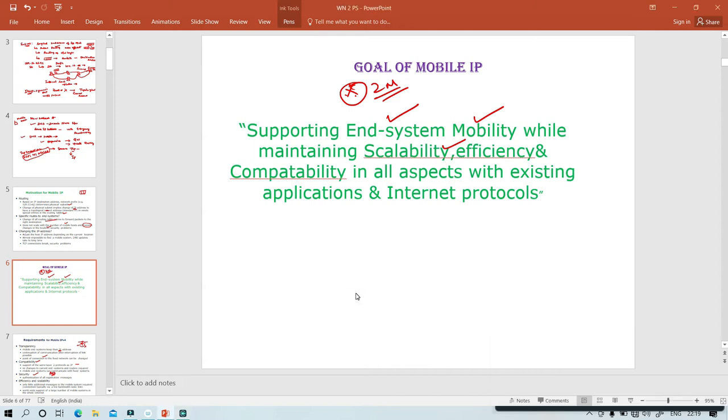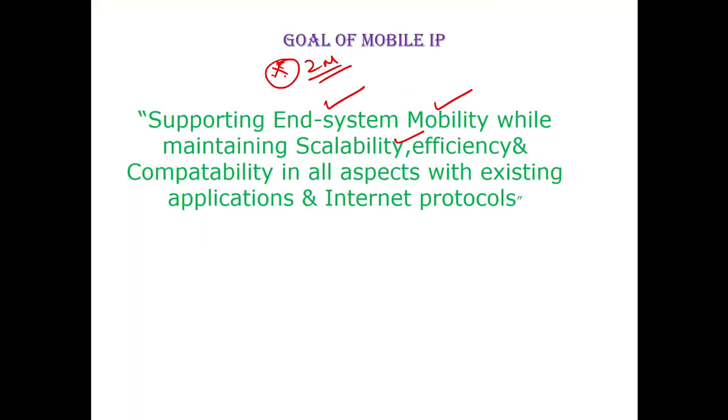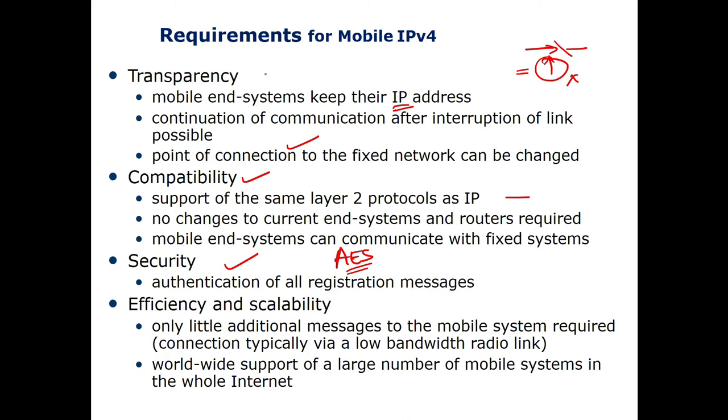So now we go for the goal of mobile IP. The goal of mobile IP is supporting end system mobility while maintaining scalability, efficiency, and compatibility in all aspects with existing applications and internet protocols. That means we are supporting the end system. The end system is located somewhere, and when it is moving, it is mobile, while maintaining scalability, efficiency, and compatibility with the existing applications and internet protocols. So next are the requirements for IPv4.